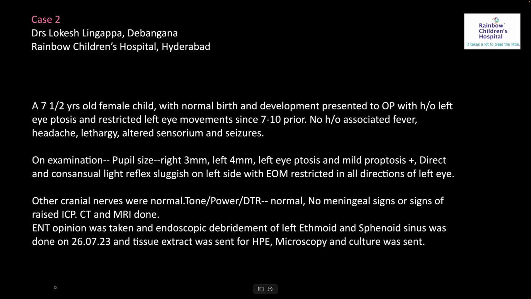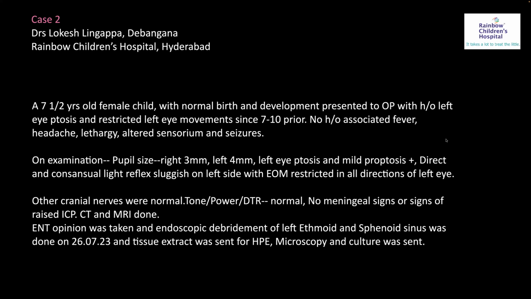On cranial nerve examination, the direct and consensual light reflexes on the left side were sluggish, and the right side was normal. There was left eye ptosis with mild proptosis, and extraocular movement was restricted in all directions. Otherwise, tone and power were normal, deep tendon reflexes were normal, there were no cerebellar signs and no meningeal signs. She was walking normally and there were no signs of raised ICP. So we had a localization of cavernous sinus or superior orbital fissure syndrome.